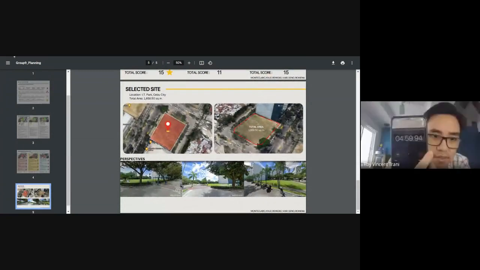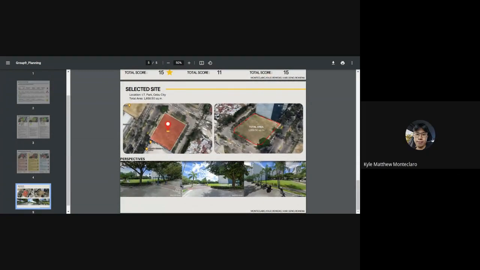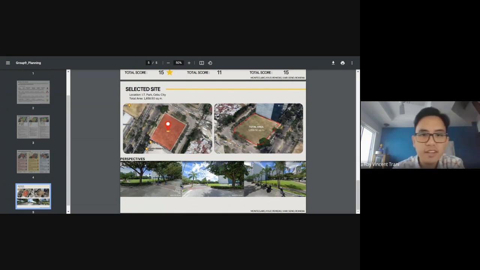Good. So for the selected site, we chose the IT Park in Cebu. So this is the perspectives and the total area. Yes, sir. Sige, time. So interesting thing here, 2 of them got 15. So how did you choose site A?